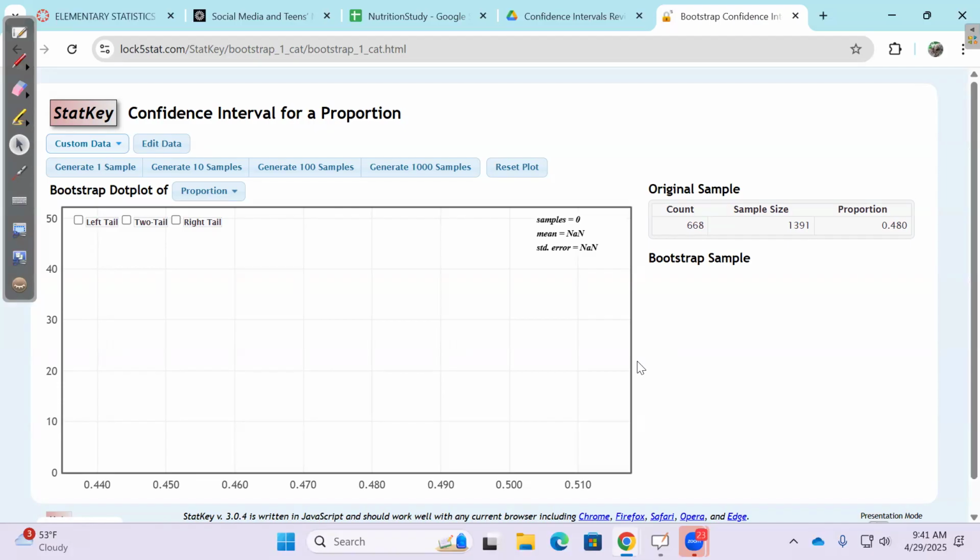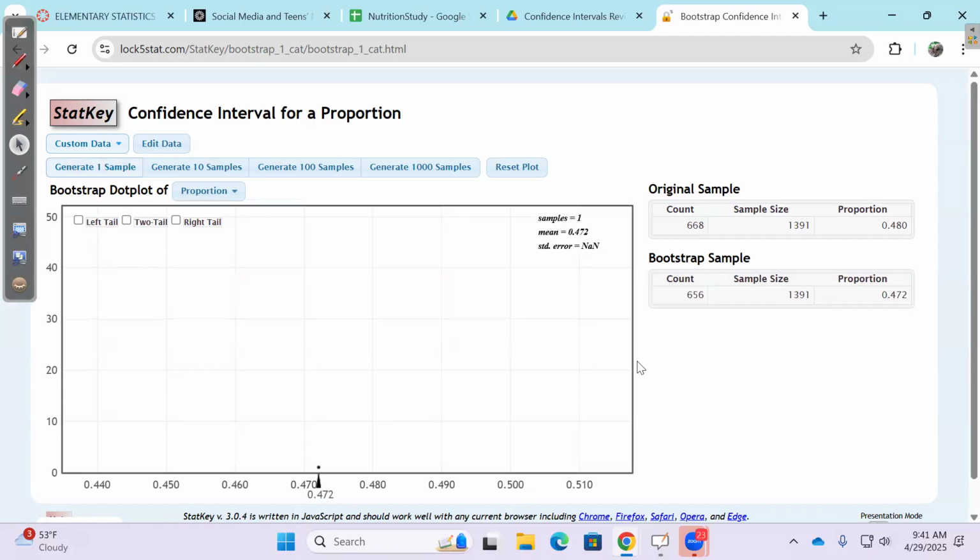And then what I'm going to do is hit the generate one sample button in the upper left. And what STAT243 does is exactly what I said. It makes a digital deck of cards where there's 668 yes cards and there's what, 723 no cards. And it shuffles that deck virtually. It pulls out a single card at a time, looks at it, puts it back in the deck and just writes it down. So what STAT243 did super quick is it reshuffled and redrew 1,391 cards. This time there were 656 yeses doing that.